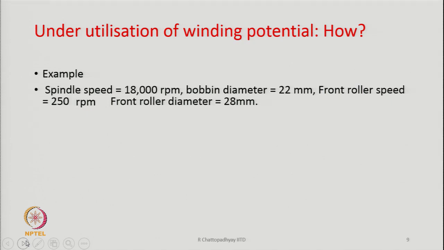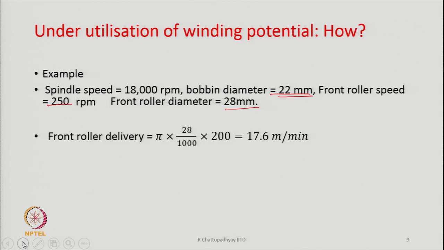Let us take an example in order to understand this. Spindle speed, let us say, is 18,000 rpm. Bobbin diameter is 22 mm. Front roller speed is, let us say, 250 meters per minute, and front roller diameter is 28 mm. With this, the front roller delivery is going to be 17.6 meters per minute. That will be the delivery rate.